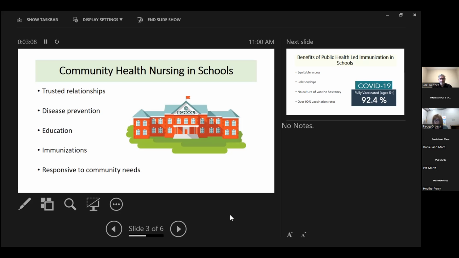For example, a school in a remote rural community may be seeking support around food security, whereas a school in a more urban setting might be interested in support to address an increase in vaping among youth. So that local support from the community health nurse allows interventions to be meaningful and targeted to address a specific need.